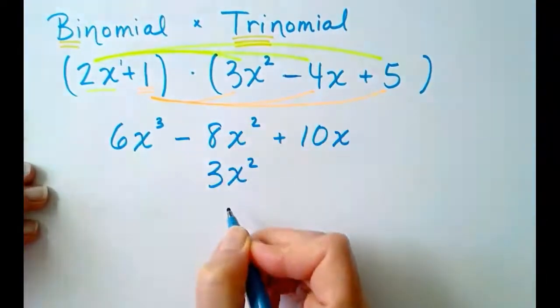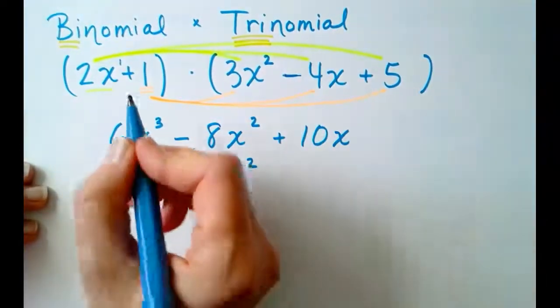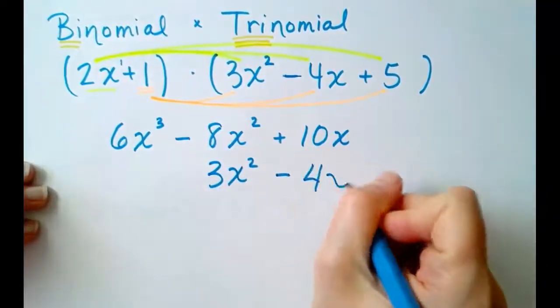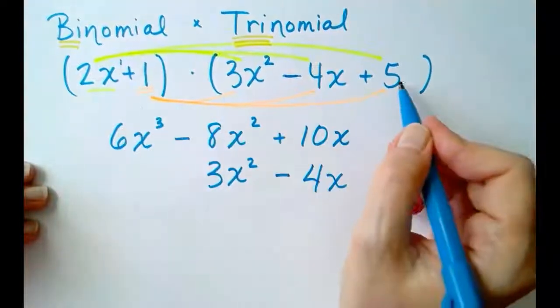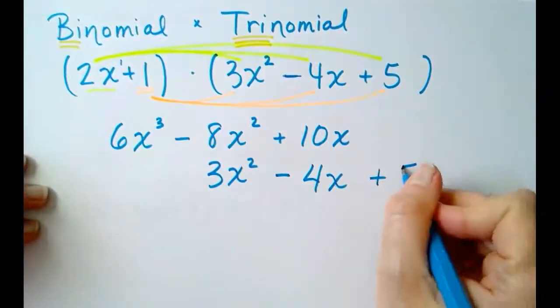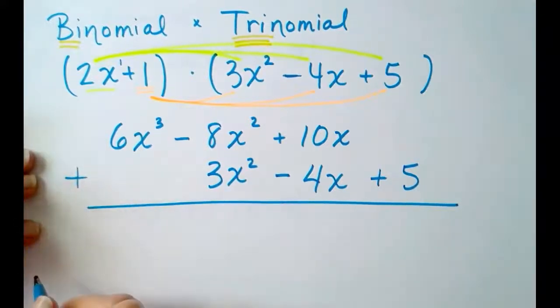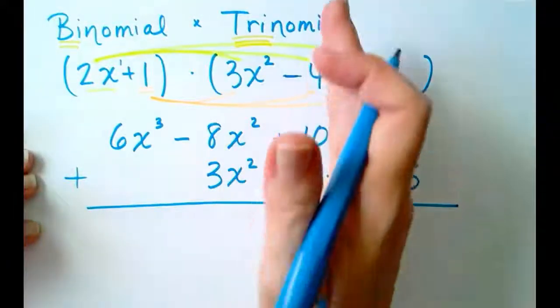I'm going to line up the like terms vertically. 1 times 4x, negative 4x. 1 times 5 is plus 5. Now all my like terms are lined up, and I can add down the columns.